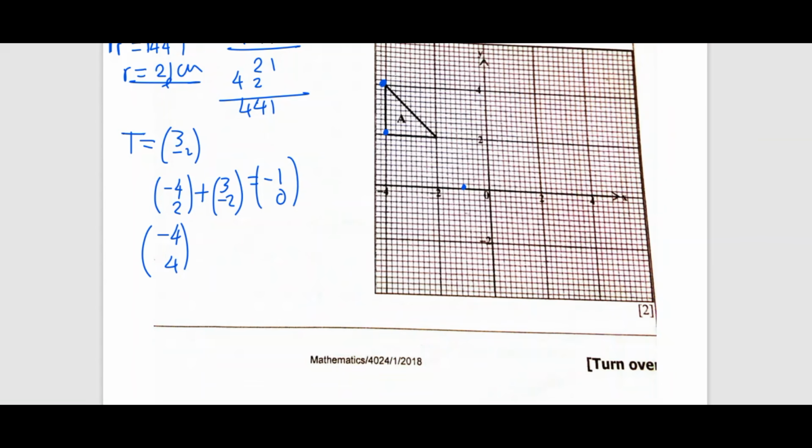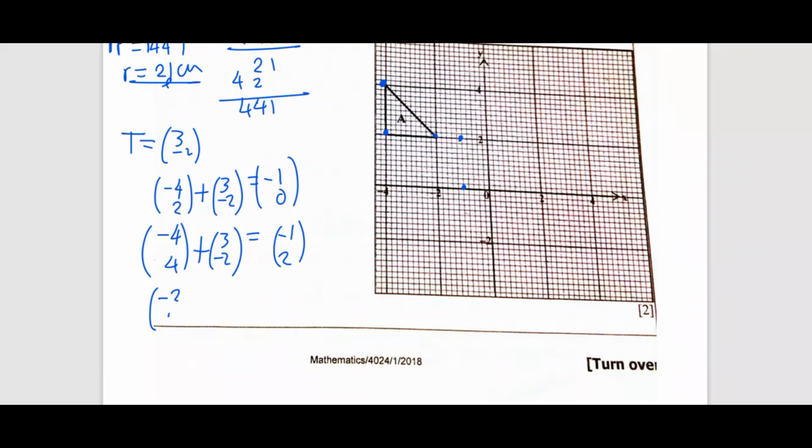So we add the translation vector (3, -2). Here we still get the same, -1. 4 plus -2 is 2. So (-1, 2) is here. Then we go to the last point here. So it's (-2, 2).